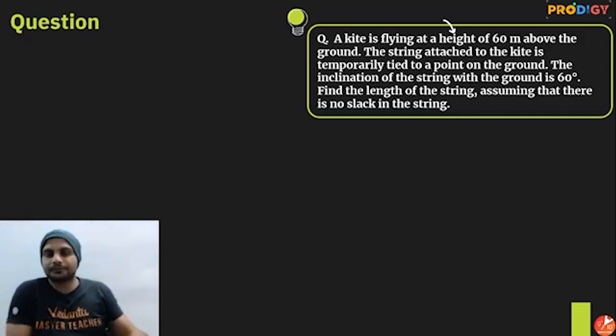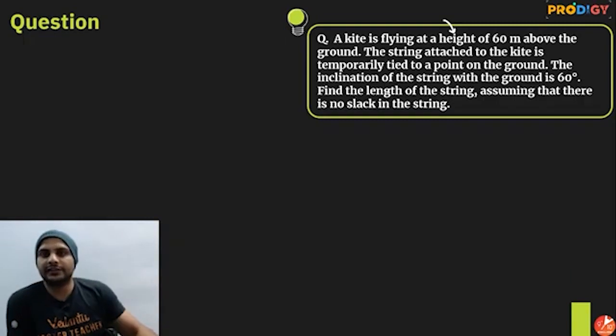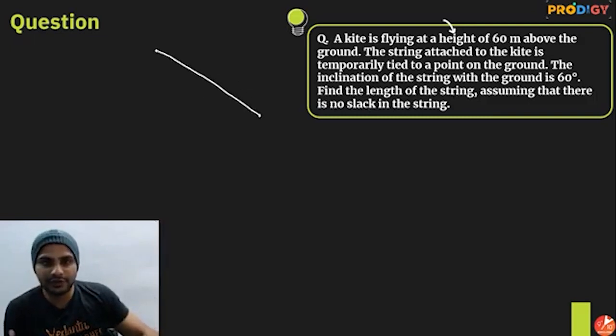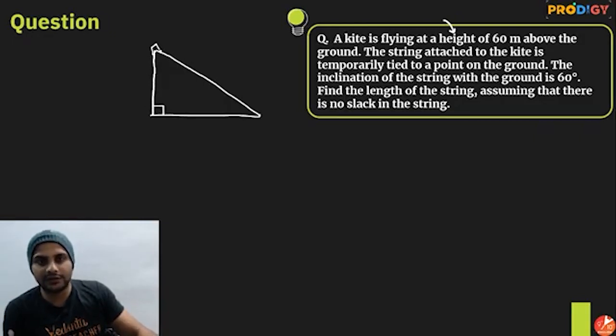ठीक है. The string attached to the kite is temporarily tied to a point on the ground. The angle of inclination of the string is 60 degree. Find the length of the string assuming that there is no slack. No slack means it is all tight. Okay, so string is all tight, let's say like this, going up, and kite is somewhere over here, and the height of the kite means perpendicular distance. This is the height of the kite.